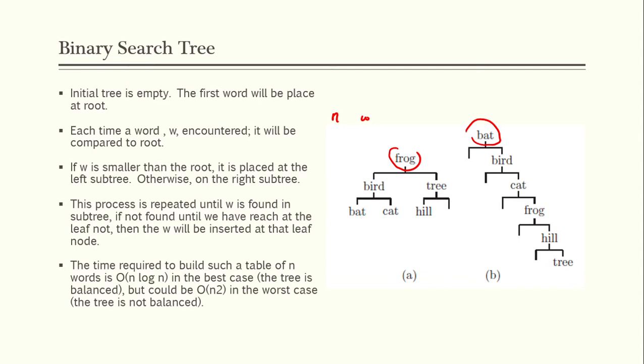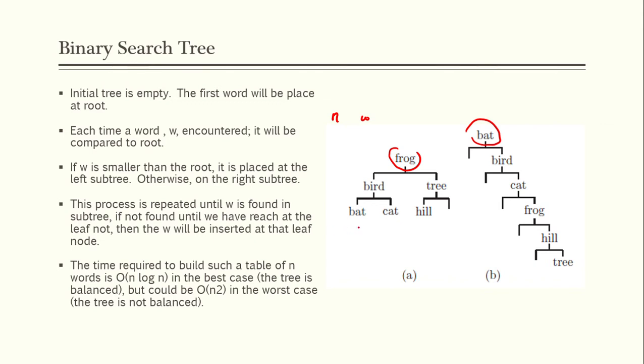For example, in this case, we know that between frog and bird, B will come first before F. So the ASCII number for B is smaller than for F. So bird here will be placed in the left subtree. Then comes another word, tree. T will be greater, the ASCII number for T will be greater than F. So tree will be placed to the right of the subtree. And then it continues with the next word.